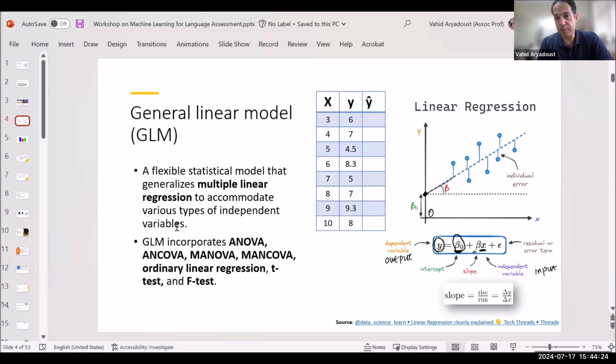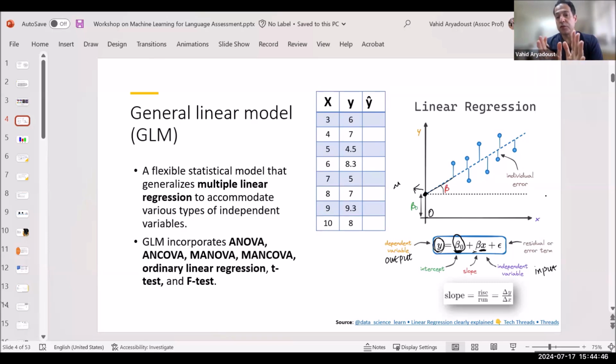That's about the intercept. In simple linear regression models like this, the intercept is basically the mean of the y value, or the y variable. So this is basically the mean of the y variable.